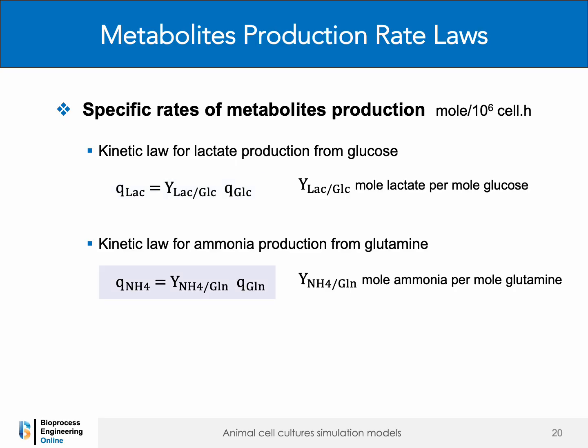A similar approach is used to describe ammonia production, which originates mainly from glutamine metabolism. The specific ammonia production rate, QNH4, is assumed to be directly proportional to the specific glutamine consumption rate, QGLN. The corresponding stoichiometric yield coefficient, YNH4 over GLN, represents the number of moles of ammonia produced per mole of glutamine consumed. These simple stoichiometric relationships provide an effective way to couple metabolite production directly to substrate utilization in the simulation model.